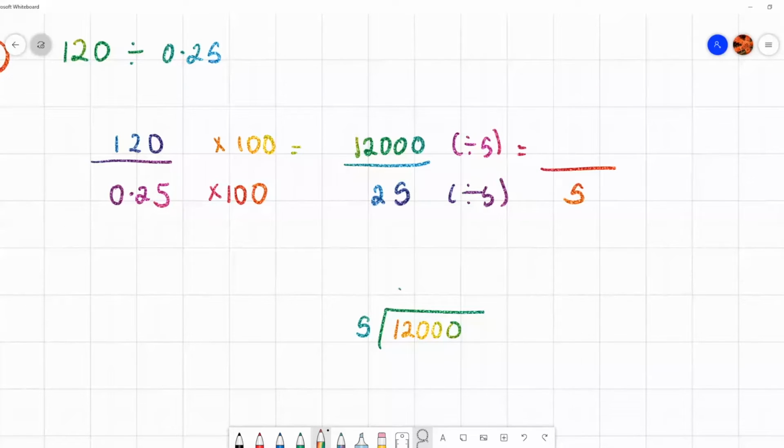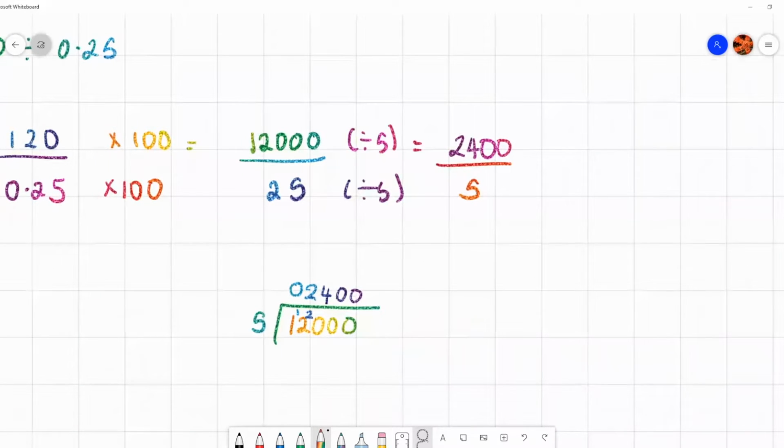5s into 0 are none, so carry the 1 over. 5s into 12 are 2, left over 2. 5 into 20 is 4, and then 0, 0. The answer is 2,400. Now, I can't simplify that any further, but I can do 2,400 divided by 5.